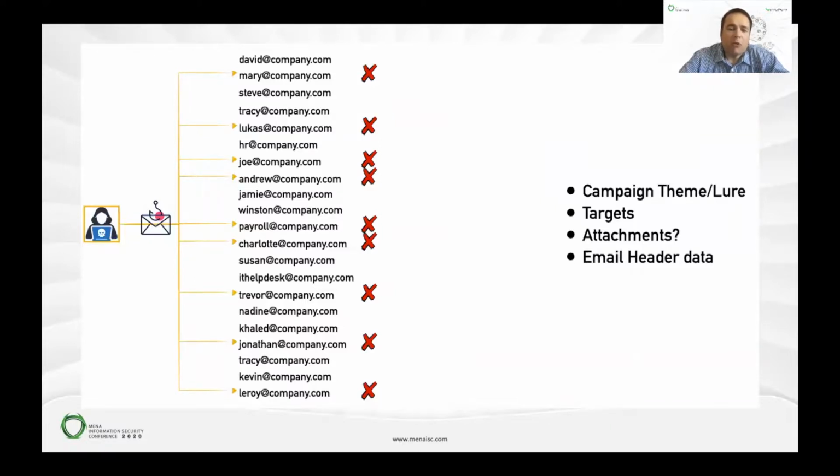But more importantly, if you take the concept on the left-hand side, you'll see the flow. So there you have your attacker sends a phishing email to a couple of people inside the organization, Mary, Lucas, Joe, Andrew, to the payroll, Charlotte, and you make notes of these and tick them down in this campaign, understanding what was the theme of the campaign, in which language was it written.